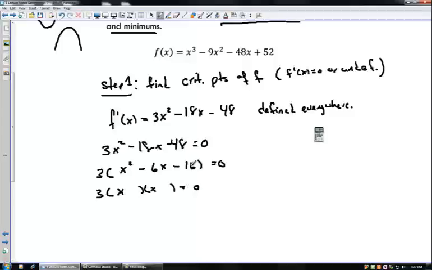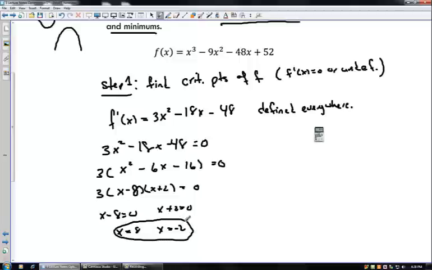And the something, when I see 16, I think first 4 and 4. But there's no way to add or subtract 4 and 4 and get negative 6. So then I think 8 and 2, and I could do minus 8 and plus 2. And so I know 3 is not equal to 0, right? So I know x minus 8 is equal to 0, or I have x plus 2 equal to 0. And so I get 2 critical points, x equal to 8 and x equal to negative 2. So those are my 2 critical points.